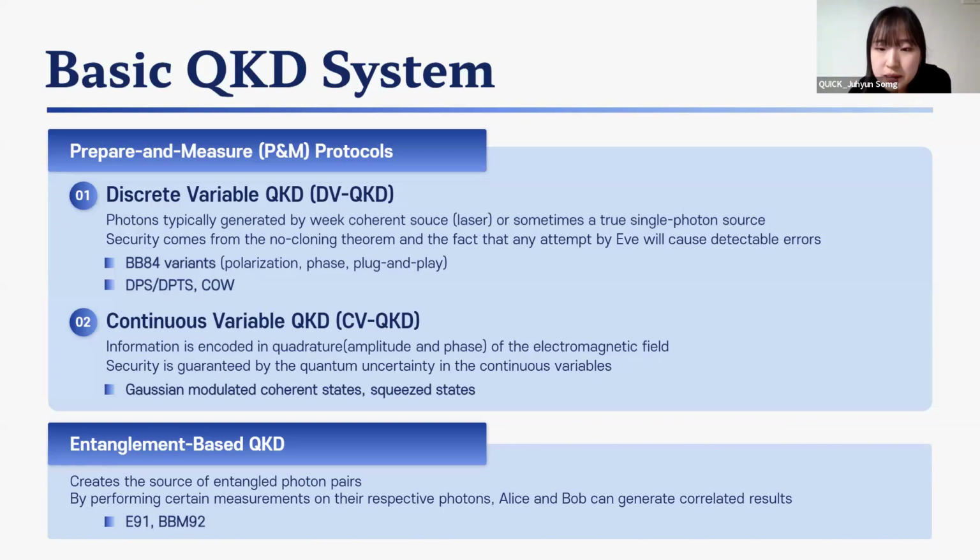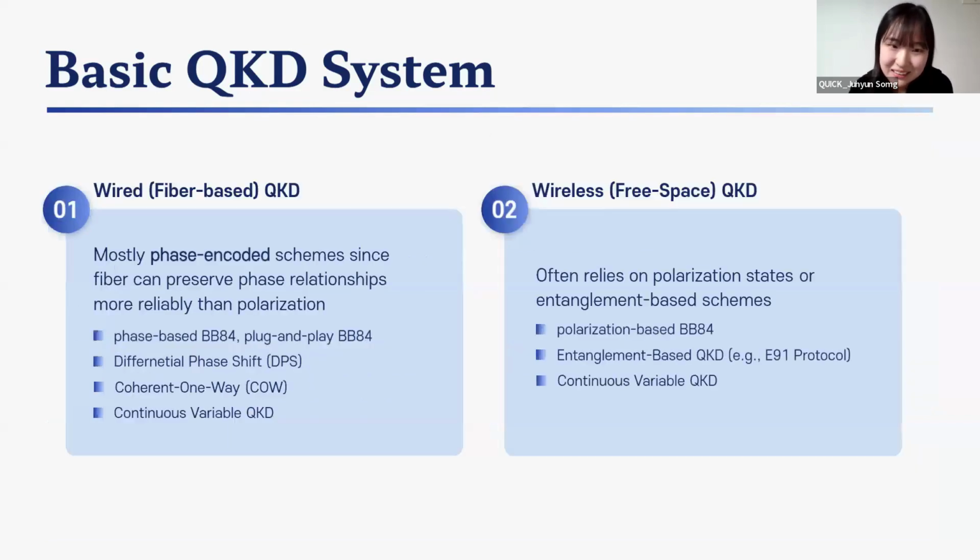By performing measurements on their respective photons, Alice and Bob can generate correlated results, which are used to establish a secure key. The most famous entanglement-based protocols include E91 and BBM92 protocols.